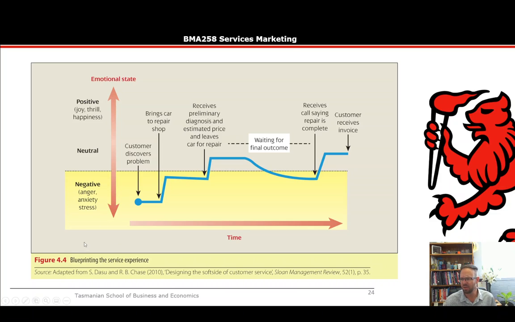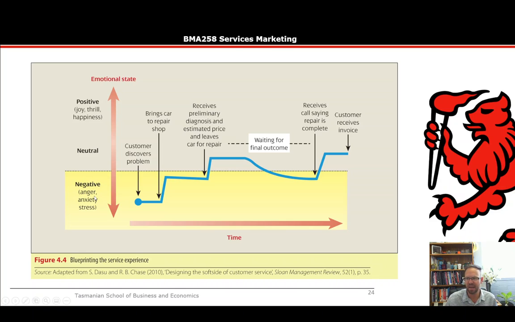All right, here it is. So let's look at this model. This is over time, and this is a positive emotional state, and this is a negative emotional state. So we're going to be blueprinting the service experience for repairs. The customer discovers a problem with their car, so it breaks down, right? Now, if you drive down the road and your car breaks down, you're not going to be in a very positive mood. So as marketers, we can be quite sure that they're going to start off in a negative state.